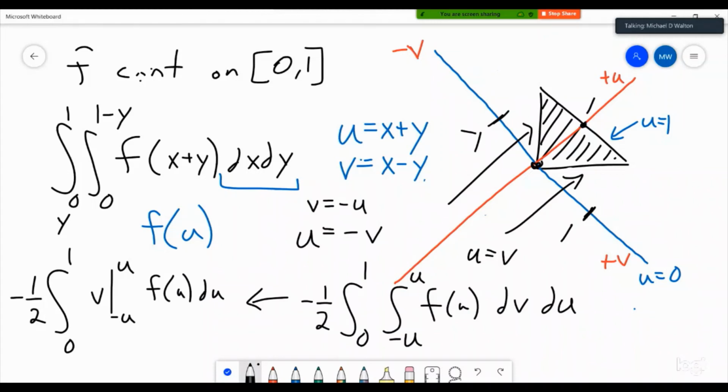Now v evaluated from u to -u is going to just be 2u. So we get a 2u right there. So these 2's can cancel. So that 2 cancels with this 2, and so we just have that -1 out front. And so we're off by a sign from what the book asked us to show. So where is our sign error?